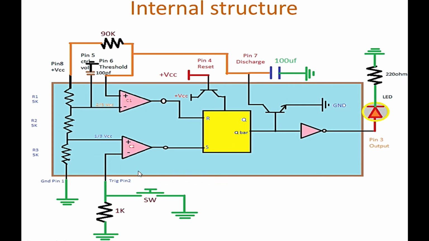Next, going to the internal structure, let's see how it works in monostable mode. Here this capacitor and this resistor are going to decide the timing for which the output will be high. In the initial condition, this capacitor will be discharged because this transistor is activated, and the other end of the capacitor is also grounded through that transistor. To make it charge, we have to remove the triggering from this transistor.